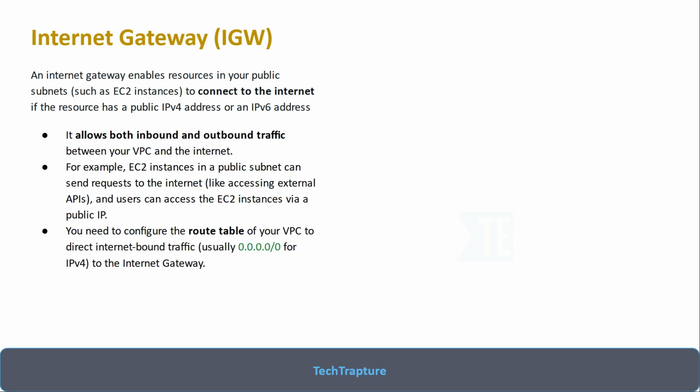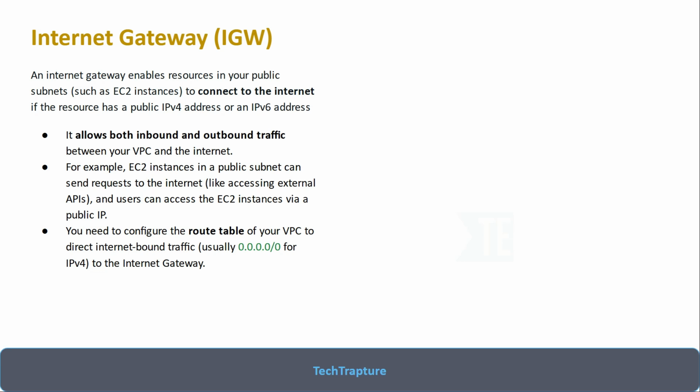It is just like my EC2 instance does not know the IP address of my system, or there is no medium for these two IP addresses to communicate with each other. For example, an EC2 instance in a public subnet can send requests to the internet, or a user can access the EC2 instance via a public IP. This is possible when you have an internet gateway, but only having an internet gateway is not sufficient.